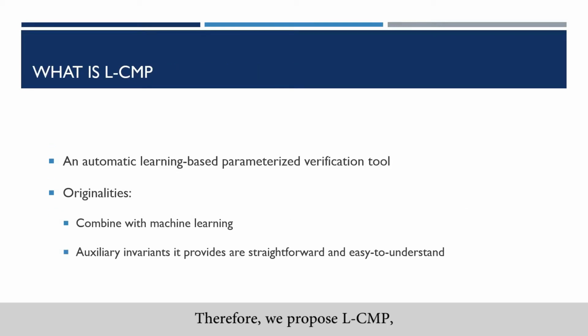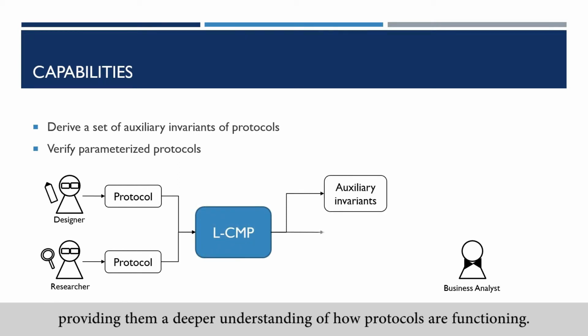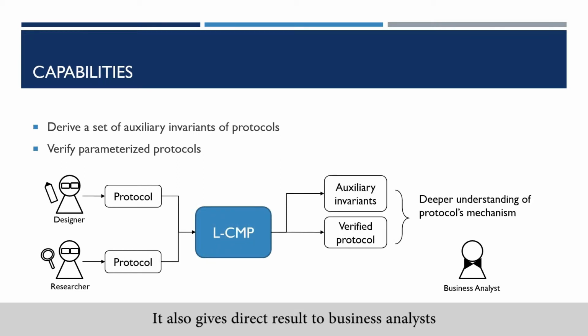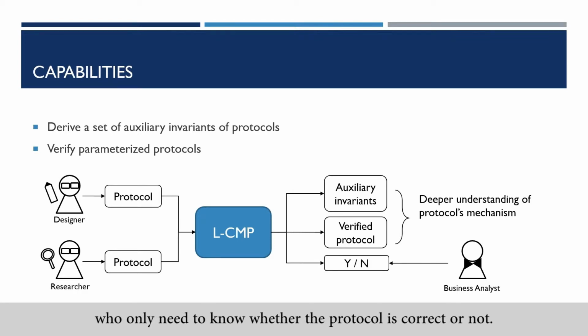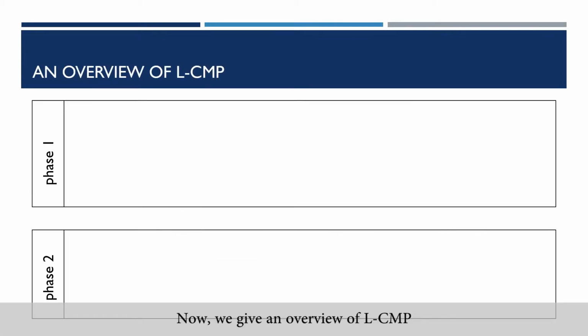Therefore, we propose LCMP, an automatic learning-based parameterized verification tool. It combines machine learning and parameterized verification, which can learn directly from instances of protocols and derive understandable auxiliary invariants. It can benefit protocol designers and researchers, providing them a deeper understanding of how the protocols function. It can also give the direct result to business analysts who only need to know whether the protocol is correct or not.